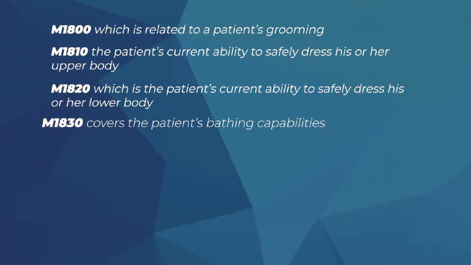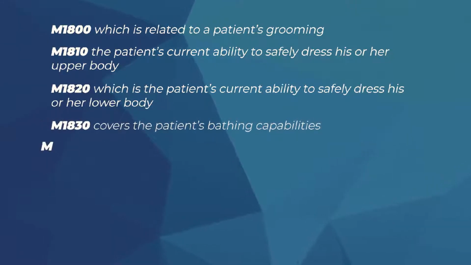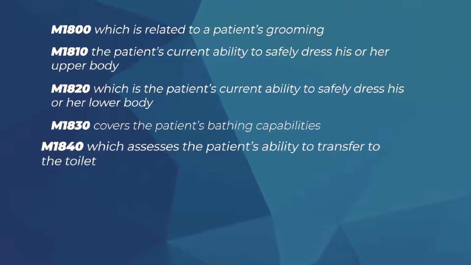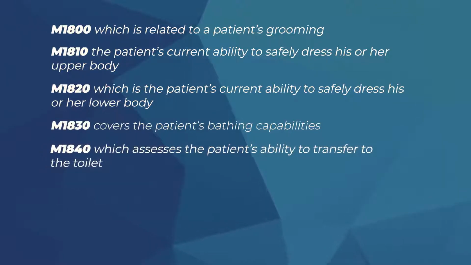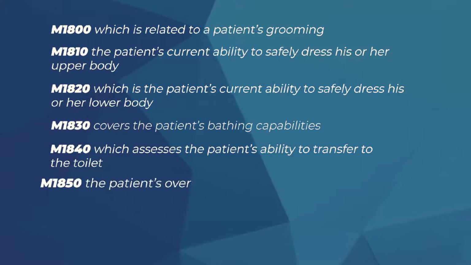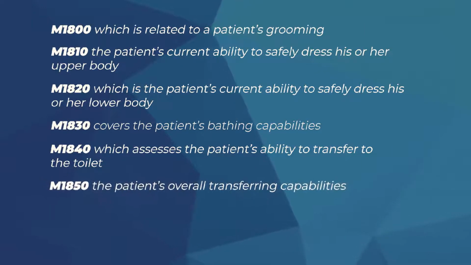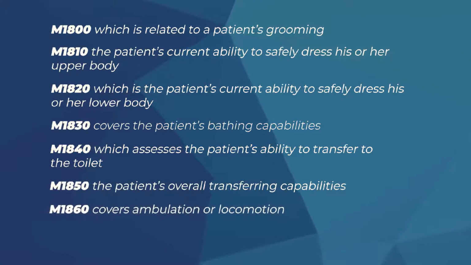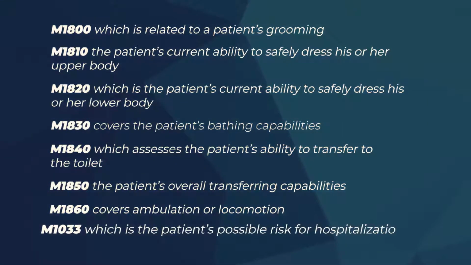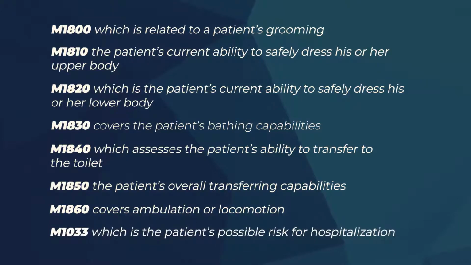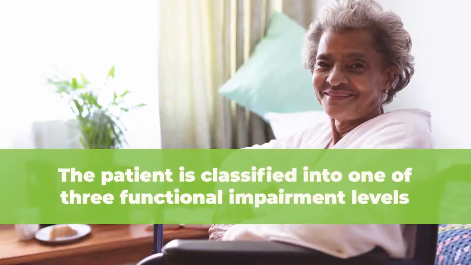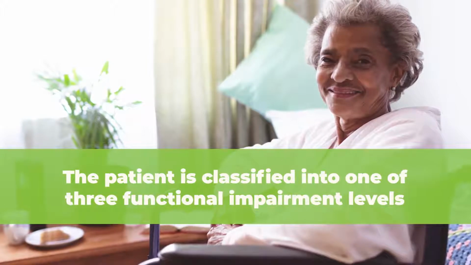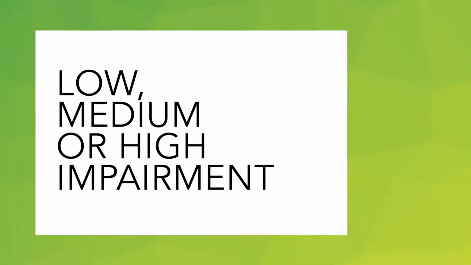M1830, this covers the patient's bathing capabilities, M1840, which assesses the patient's ability to transfer to the toilet, M1850, or the patient's overall transferring capabilities, M1860, this covers ambulation or locomotion, and finally M1033, which is the patient's possible risk for hospitalization. The patient is classified into one of 3 functional impairment levels from the responses we just discussed. They are low, medium, or high impairment.